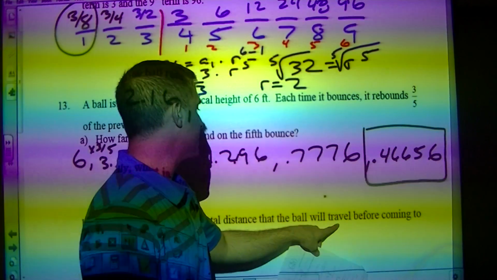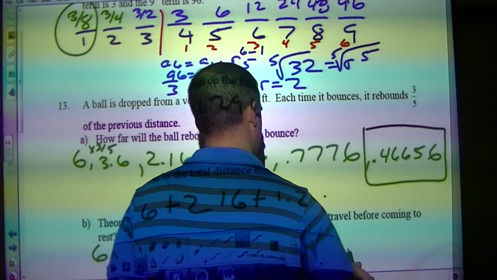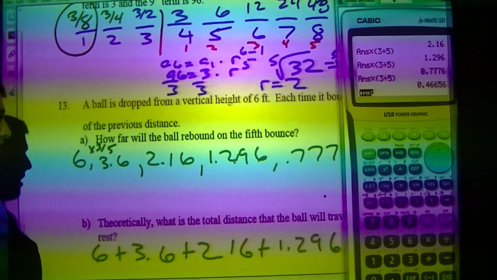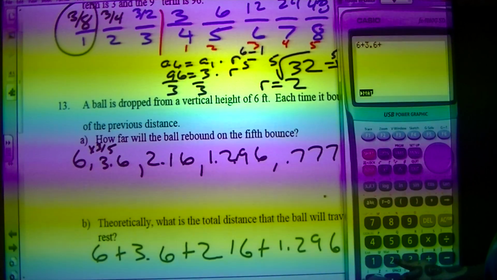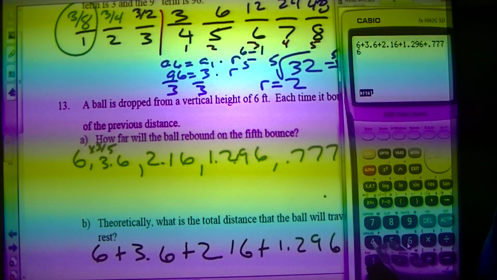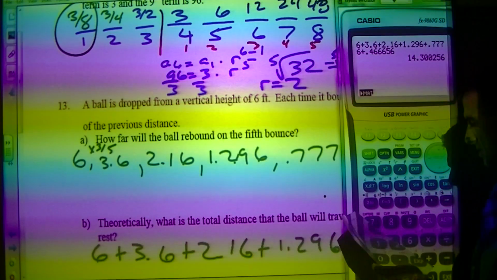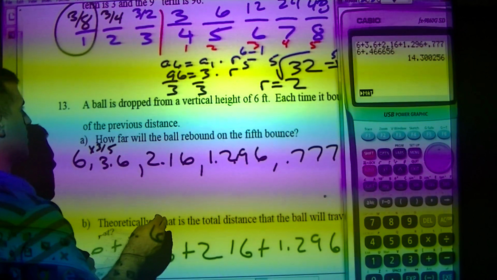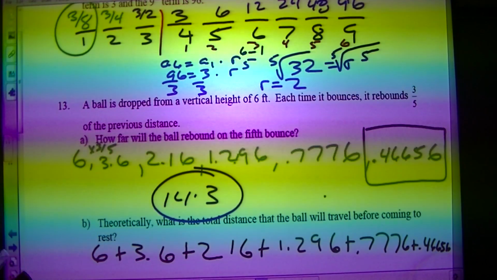It says theoretically, what is the total distance the ball will travel? What you do for that is add all of these numbers up. I'm going to do that real quick. What you've got is 6, and then this, this, this, this, and this. So you get about 14.3. I think I did that right. Make sure I got all the right terms here.